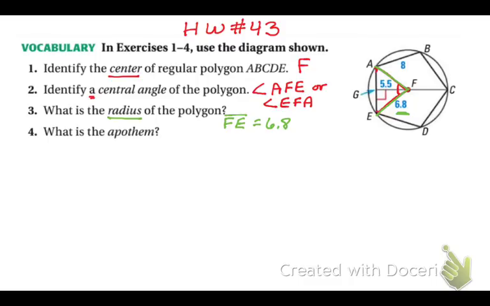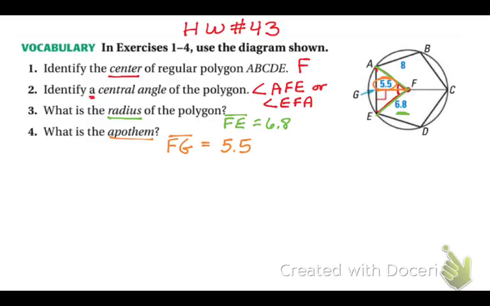So now they want the apothem. So remember, this apothem goes from the center point to the middle of the base of the triangle. So our apothem is the line FG. Okay, and we're given that length is equal to 5.5 units, whatever they happen to be. They don't tell us if they're inches or feet or whatever. Okay? So that gives you an idea of the vocabulary.